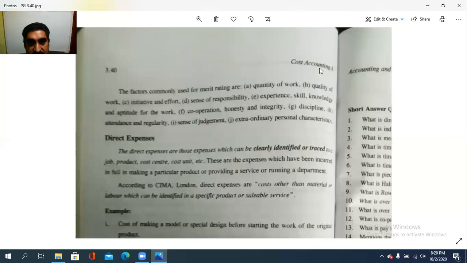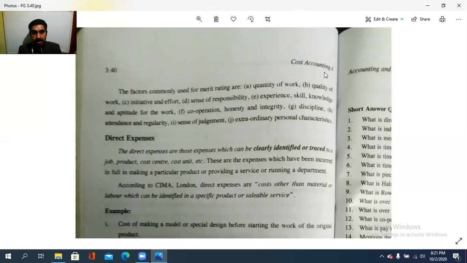Then the factors commonly used for merit rating are quantity of the work, quality of the work, initiative and the effort done, sense of responsibility, experience, skill, knowledge and aptitude for the work, the cooperation, the honesty and the integrity, the discipline, the attendance and regularity, the sense of judgment, extraordinary personal characteristics. So these are the factors that denote merit rating.